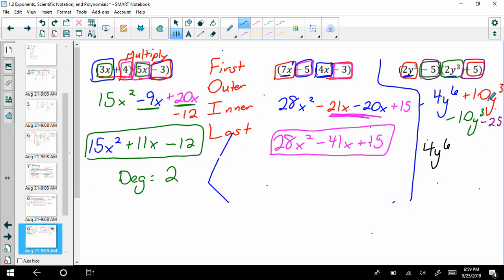If I write my answer, I'll have my 4y to the 6th. Now this time when I combine my like terms, the cubes, they cancel. And then I still have my minus 25. This one would have a degree of 6 because that is the highest exponent.